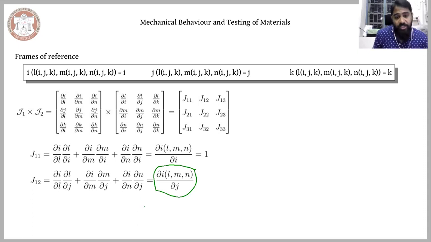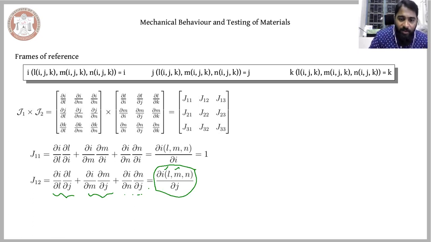Then using the chain rule, I will be able to write how my I is changing with respect to L and the L is changing with respect to J. That will be my first term. How my I is changing with respect to M and my M is changing with respect to J, second term, and correspondingly I will have my third term. So if this is known to me, I will be able to arrive at this, but since I have this, I can retrace it back to this.